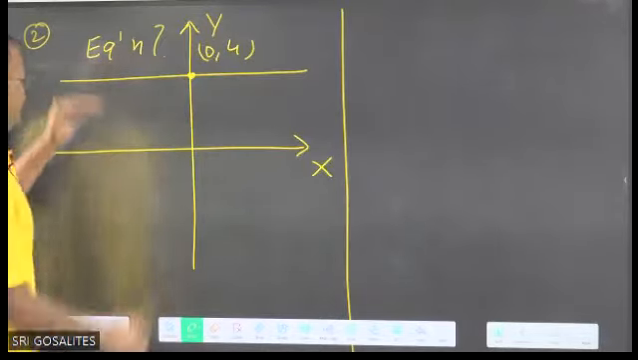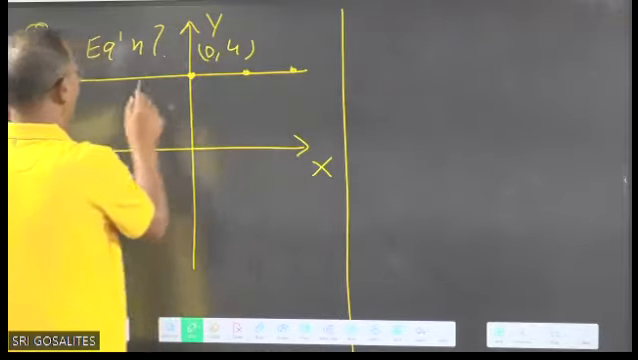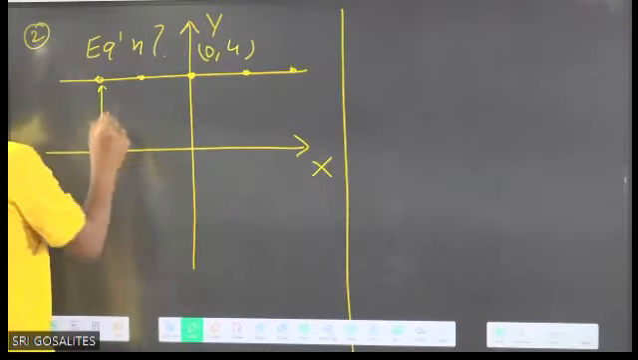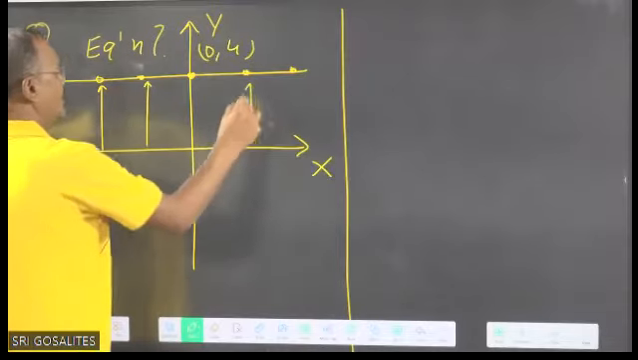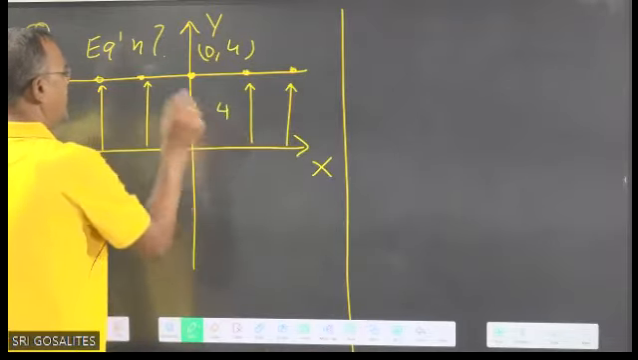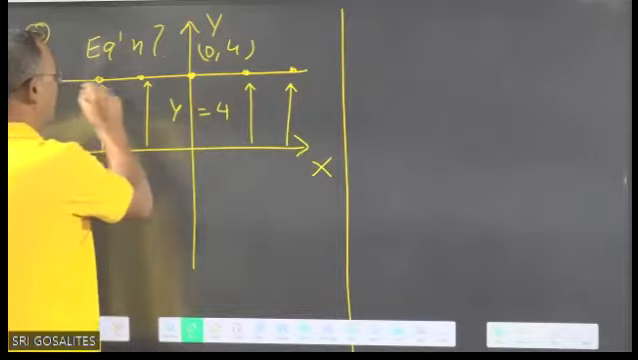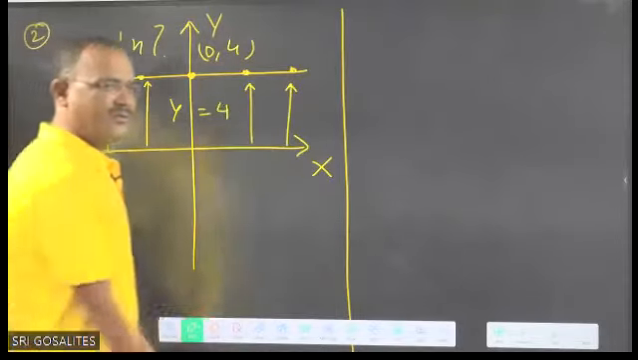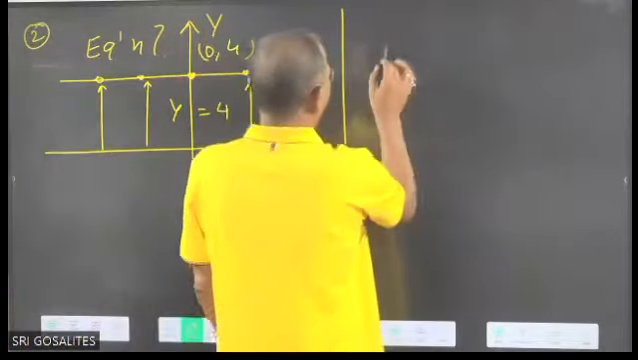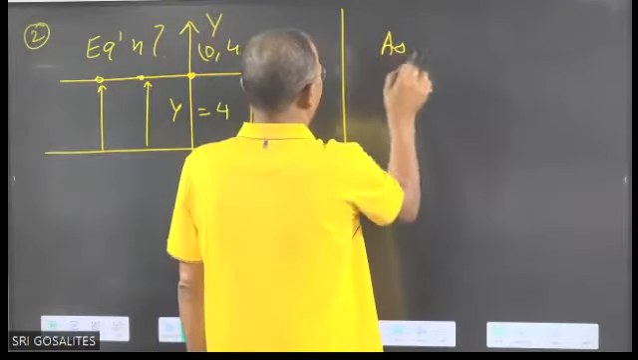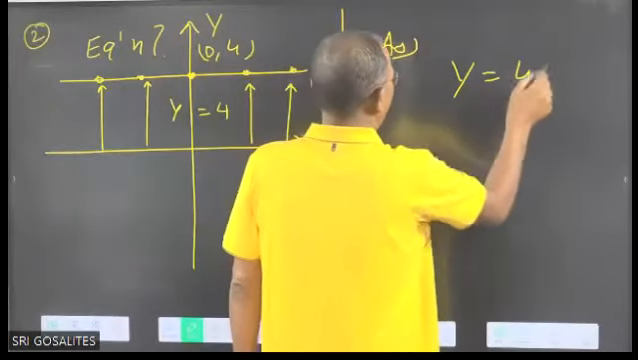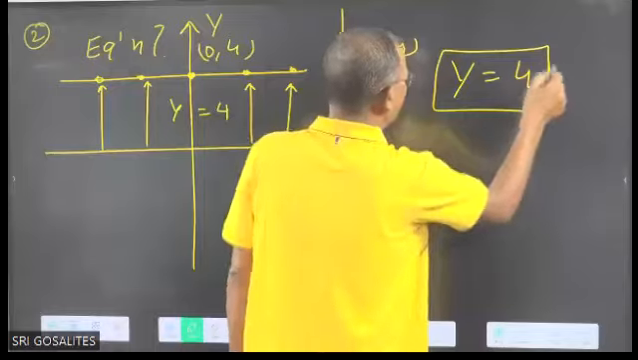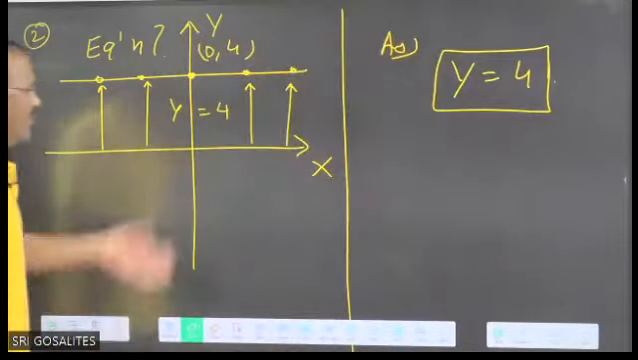So here, what is this? Over this line, every point is having a fixed distance from the origin. What is that? 4 units. At all the points, y is 4. Yes, it's parallel to the x-axis. So what's the answer? Equation of the line is y equal to 4. Okay, copy this.